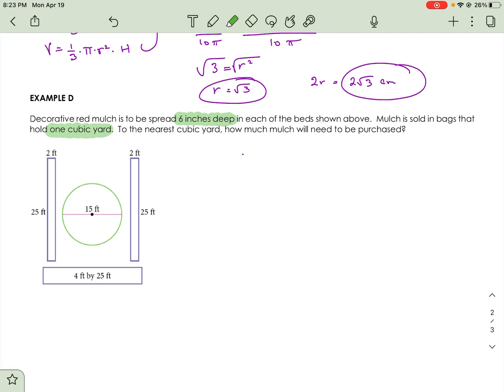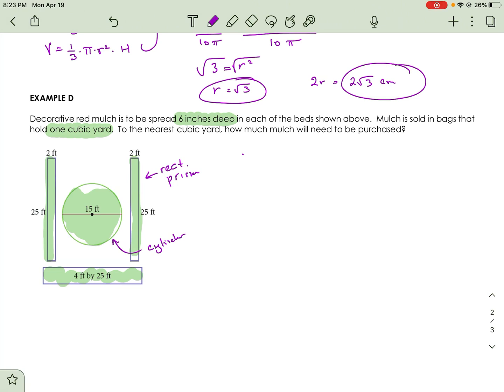So we need to figure out the volume of mulch that goes in these 3 rectangular flower beds plus the volume of mulch that goes in this circular flower bed. And so if you think about this, if we're filling in mulch, the rectangles create rectangular prisms, and the circular flower bed creates a cylinder. So we need to find those volumes.